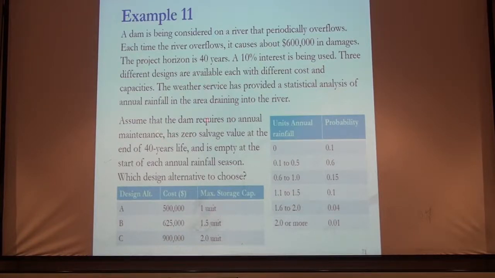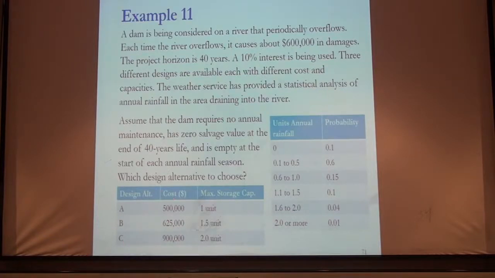Assume that the dam requires no annual maintenance, has zero salvage value at the end of its 40-year life, and is empty at the start of each annual rainfall season. Which design alternative should we choose? We have three design alternatives: Design A, Design B, Design C.